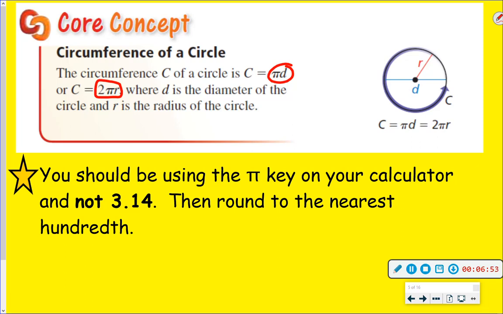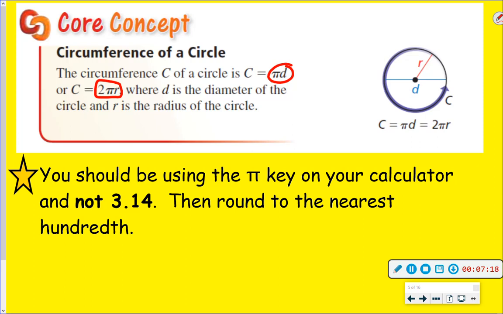Now it just depends on what they give me, what I'm going to use for the formula. If they give you the blue diameter, I'm going to do pi times diameter. If they give me the red radius, 2 pi radius. Now, if they give you the diameter, can you still use 2 pi r? Yeah, just recognize, you know it, you told me, that the radius is half of a diameter, so you can still do that.